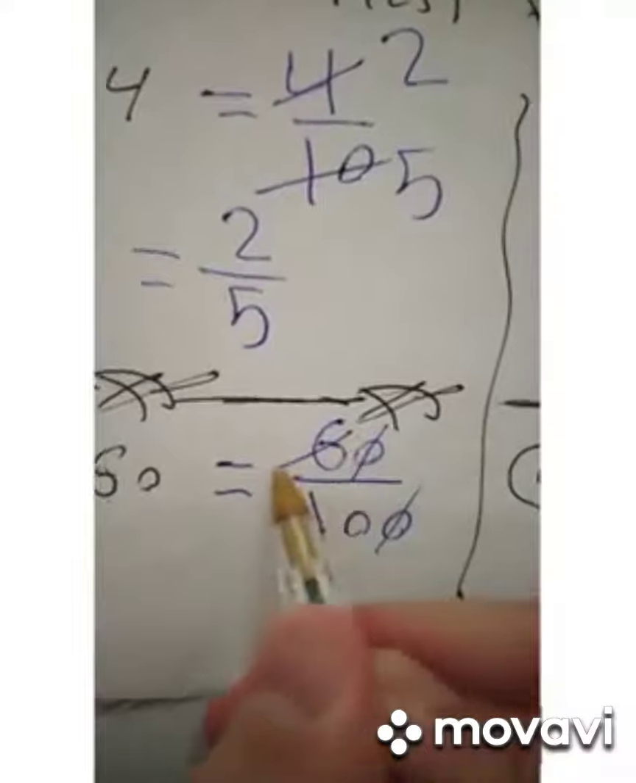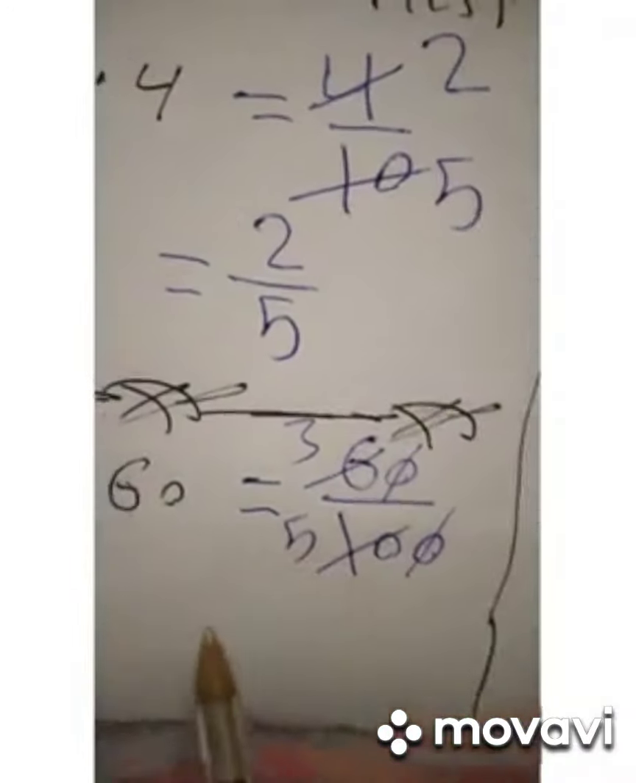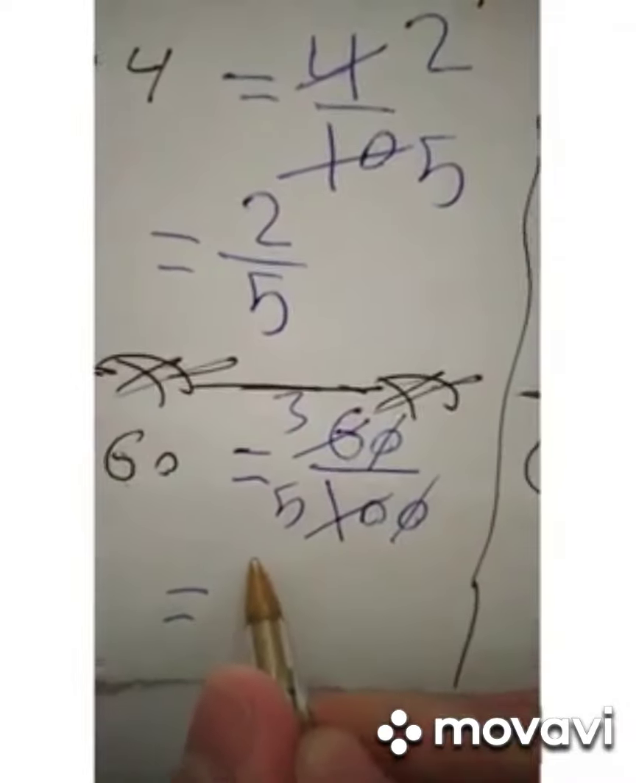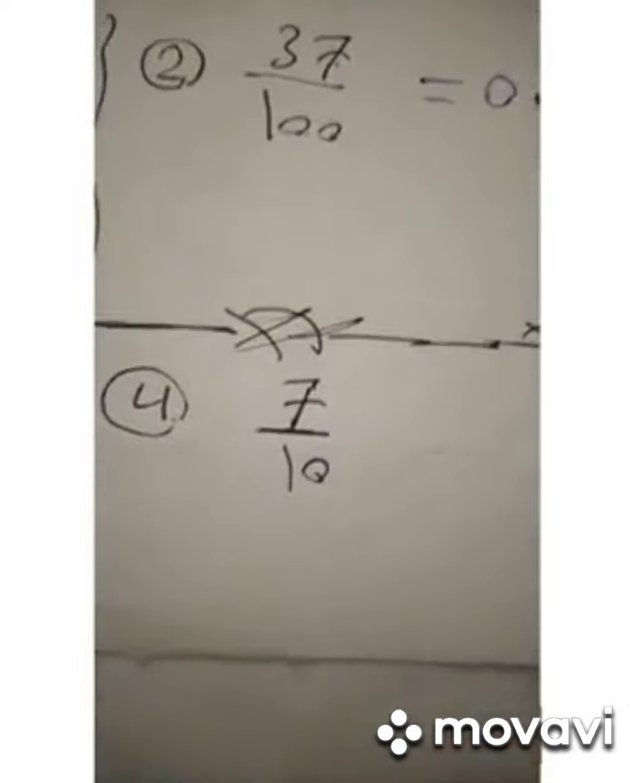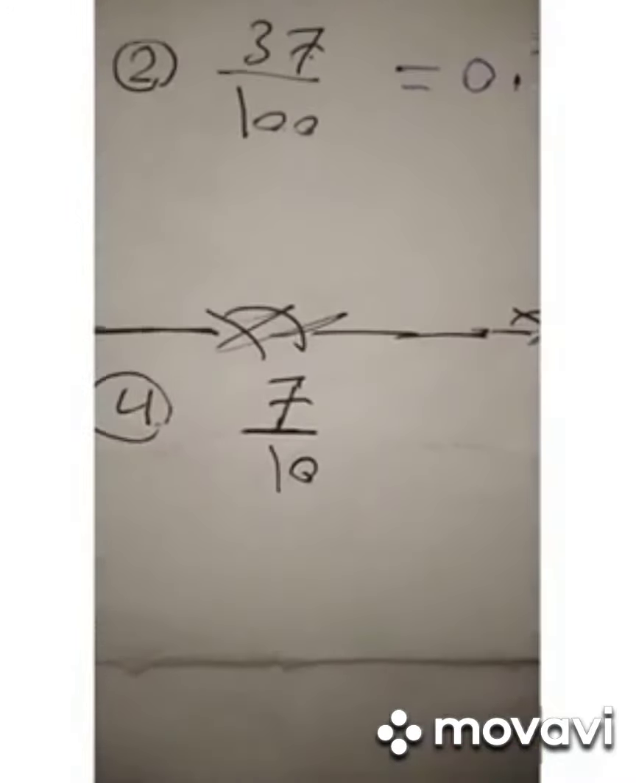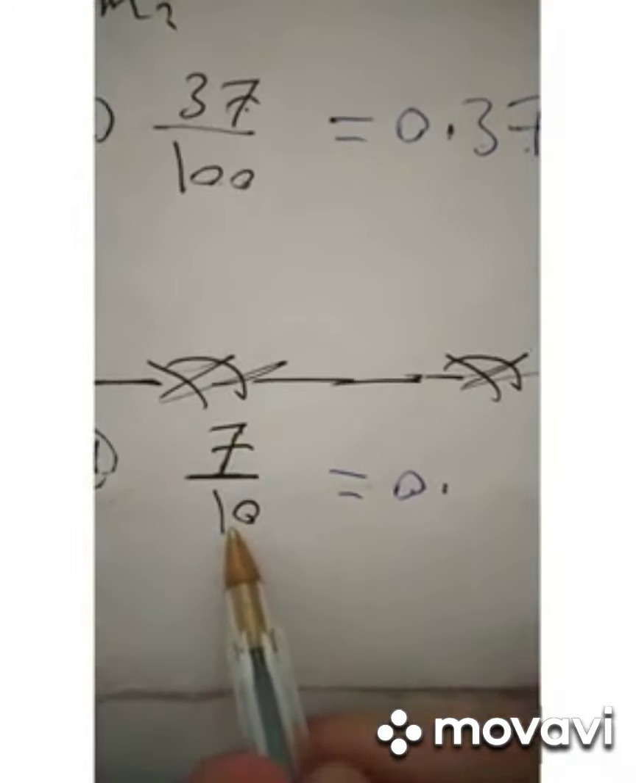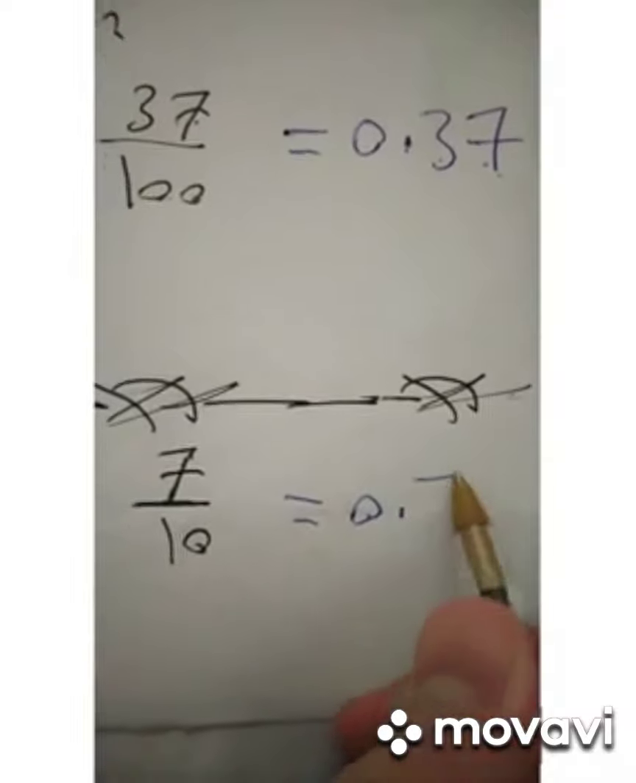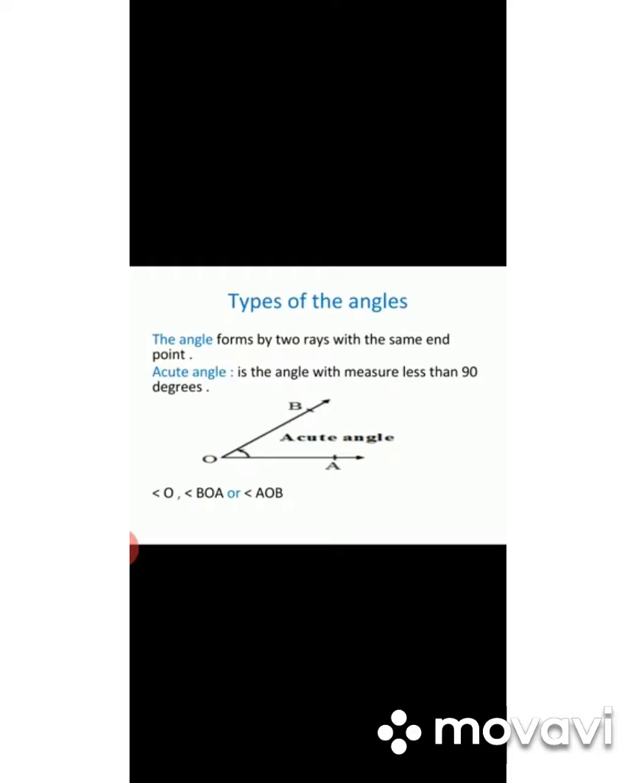6 over 2 equals 3. 10 over 2 equals 5. So our fraction now in simplest form is what? 3/5. Next, 7/10. It's a fraction. I want to write it as what? As a decimal. So put 0, then the decimal point. Okay? 7/10, yes, it will be 0.7 as a decimal.